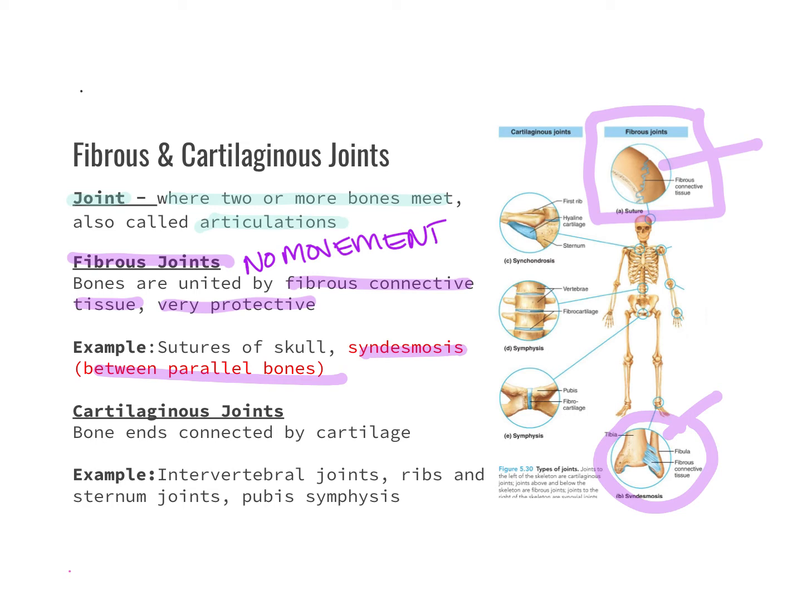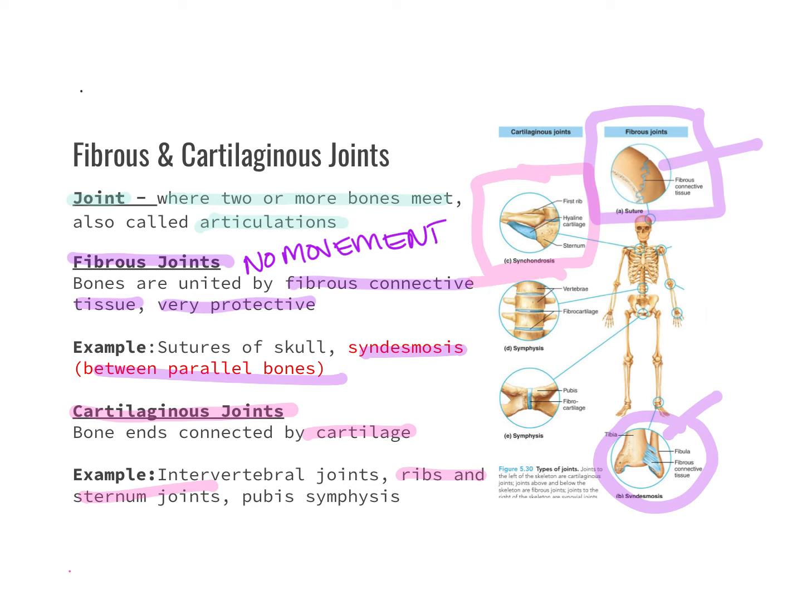Okay, and then the second type of joint for this podcast is known as a cartilaginous joint. And a cartilaginous joint is when the bone ends are connected by cartilage. So some examples of this would be the ribs and the sternum. The ribs are connected to the sternum in some locations by a piece of cartilage. So this would be a cartilaginous joint.